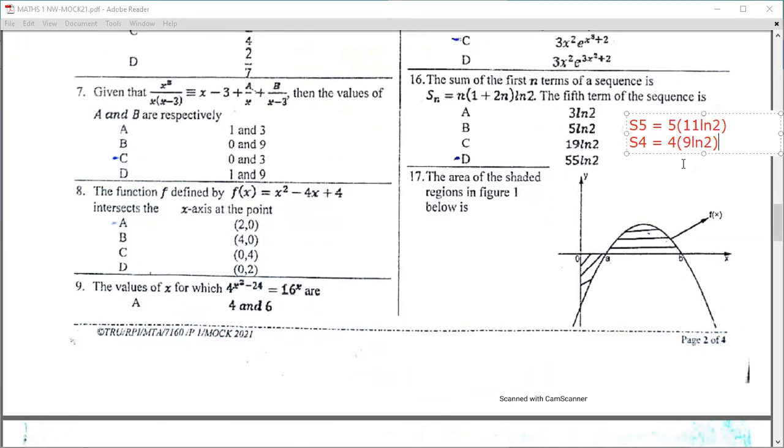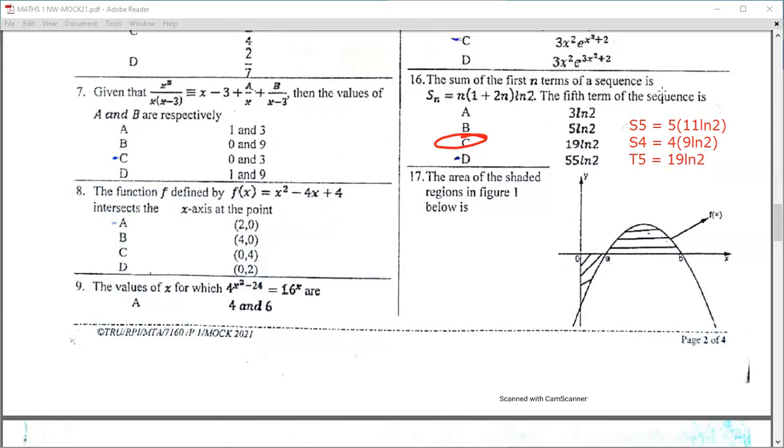So now the fifth term, let us call it C5, should be equal to S5 minus S4. What does that give us? That will give us 55 ln 2 minus 36 ln 2, and that will give us 19 ln 2. So our key here is C. So these students do not have the answer correctly. 19 ln 2.